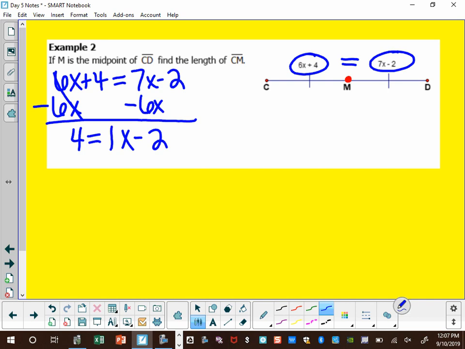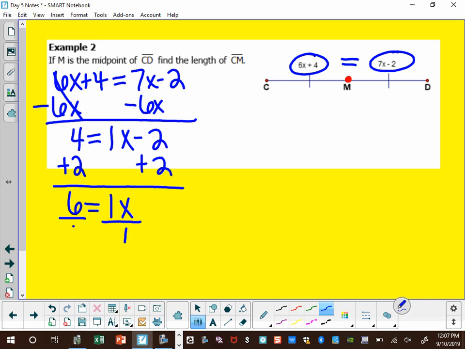Okay, how do I get rid of a negative 2? We're going to add to both sides. So I'm left with 4 plus 2, which is 6, is equal to 1x. Divide by 1, so x equals 6. All right, that's all good. They didn't ask me for x. They asked me for Cn.